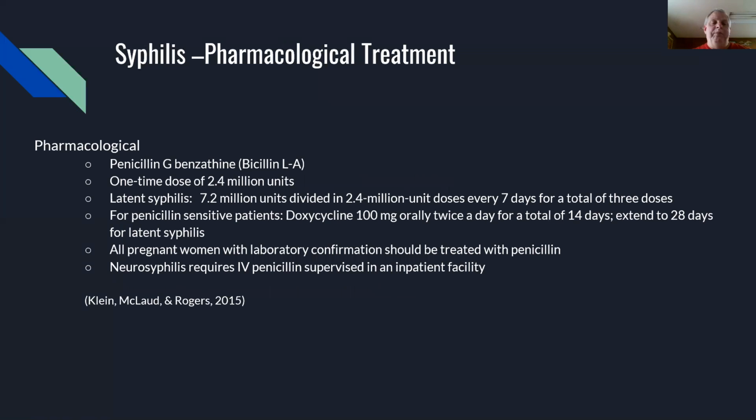Penicillin G benzathine is a single intramuscular dose of 2.4 million units and is the standard pharmacological treatment for syphilis unless there is a known sensitivity to penicillin. For patients with latent syphilis, a total of 7.2 million units of penicillin is administered in 3 divided doses over a 3-week period. When there is a known penicillin sensitivity, the oral antibiotic doxycycline in a twice-a-day dose of 100 milligrams is administered for 2 weeks. In cases of latent syphilis, the treatment is expanded to 28 days.